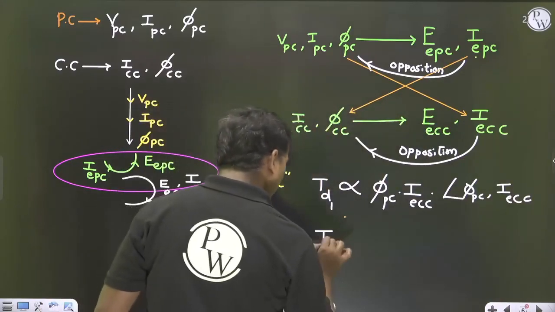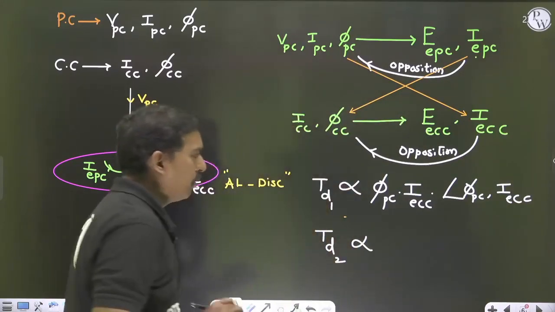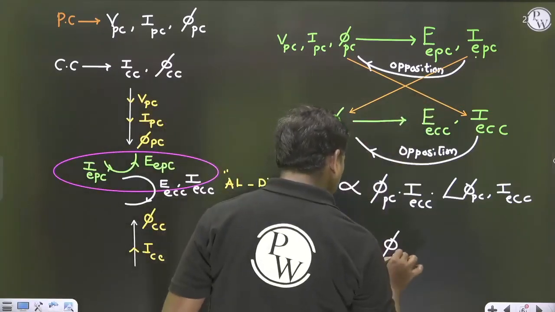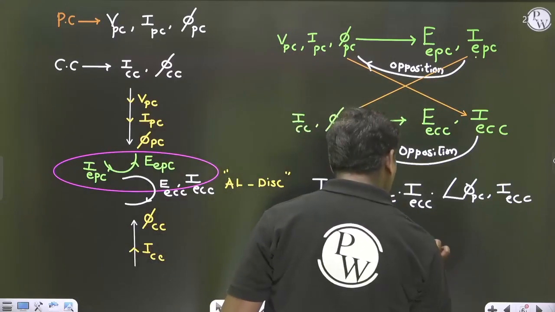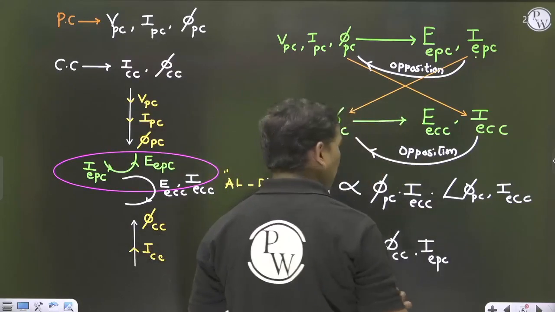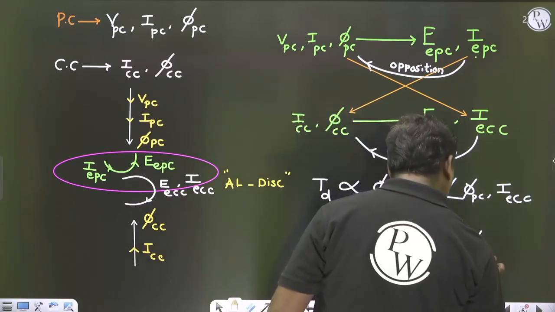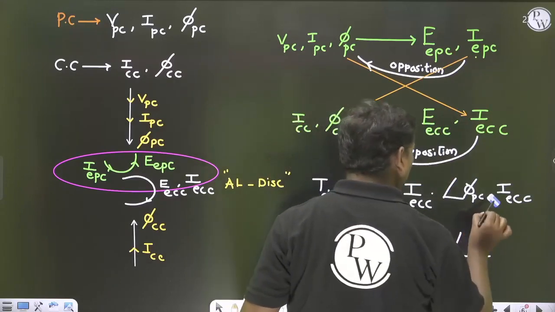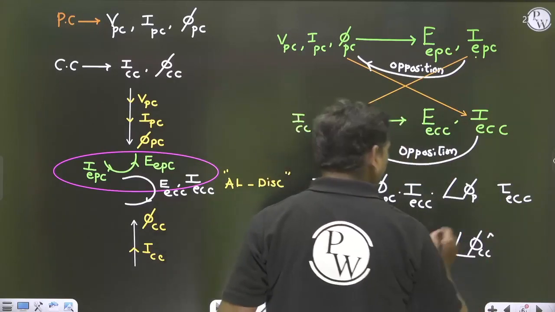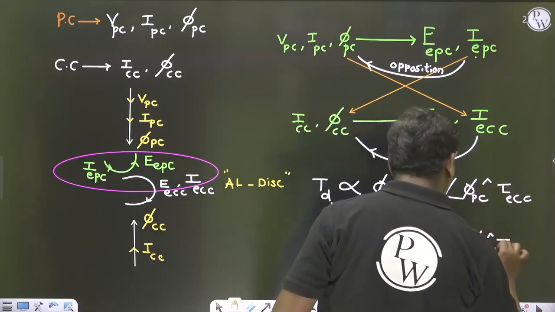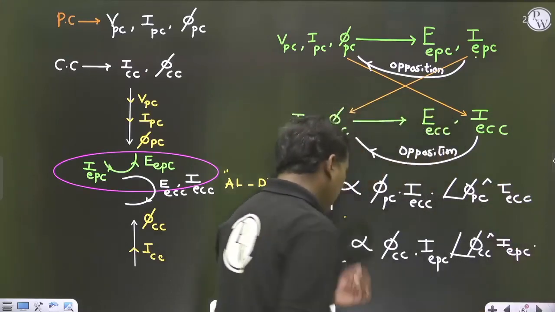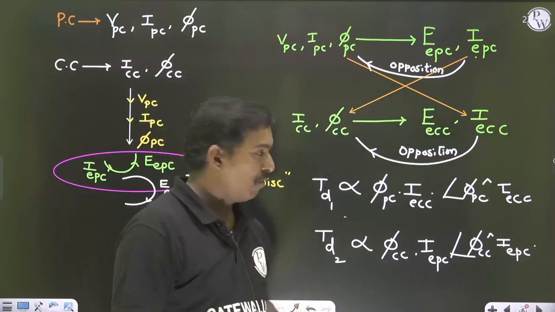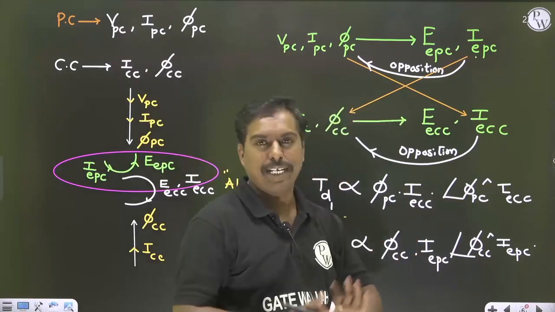Similarly, the deflection torque TD2 is between phi CC and I_EPC, and the angle between phi CC and I_EPC. Write the angle notation like this, easy for you. So this is phi PC like this, I_EPC. Understood? So now the resultant torque will be TD1 minus TD2. But first of all, we have to get this angle and we have to get the expression for it.